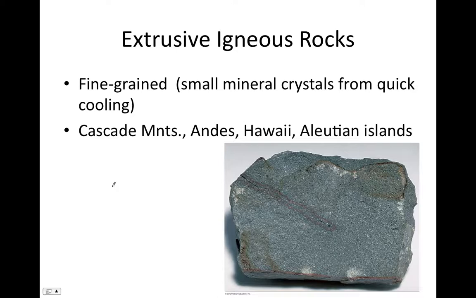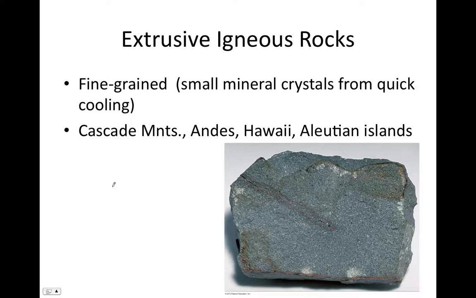Extrusive igneous rocks are different from intrusive because they have a fine-grained texture, or are produced by very small mineral crystals. These small mineral crystals form because the molten rock cooled very quickly, too quickly for large mineral crystals to form. In these extrusive igneous rocks, the mineral crystals are so small that, unlike in intrusive igneous rocks, you cannot discern them one from another with the naked eye. That's how small the mineral crystals are.